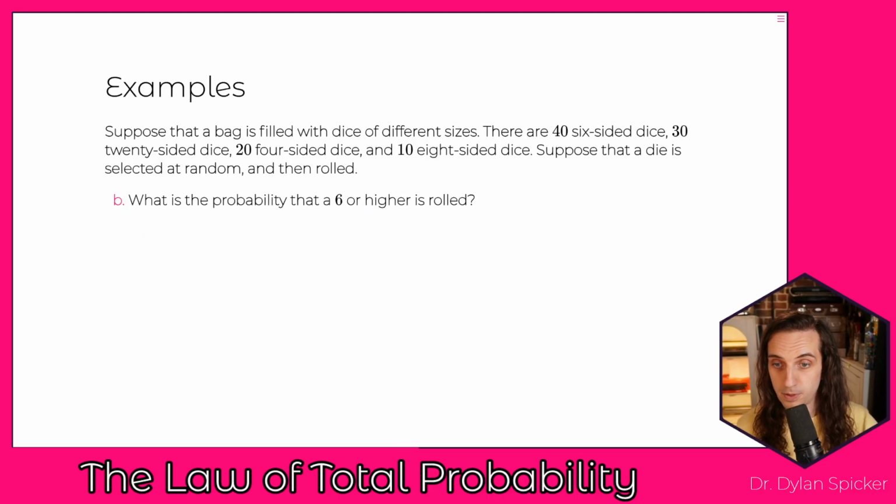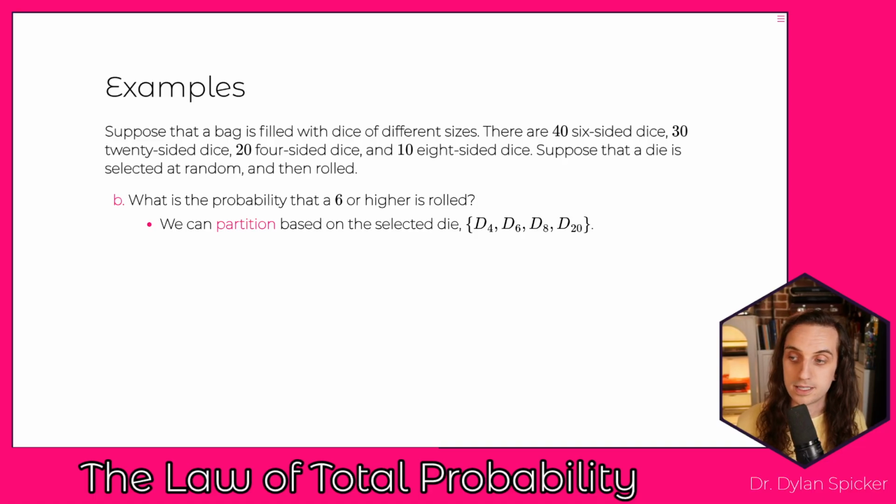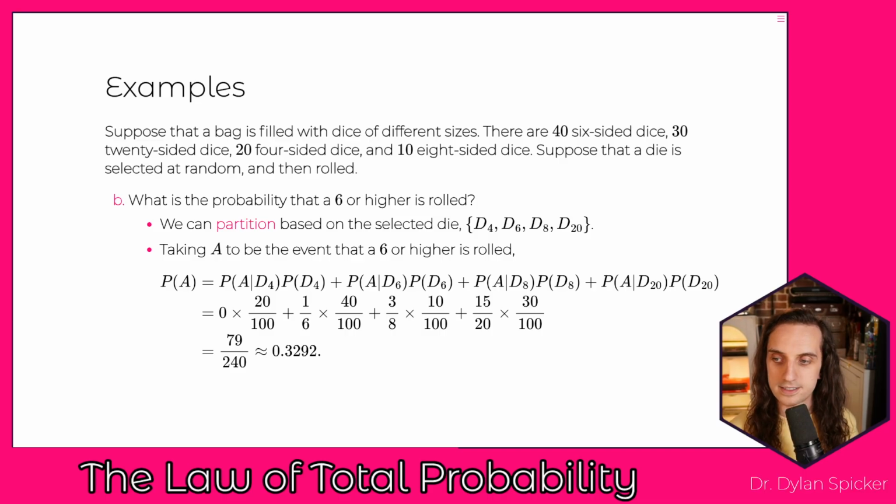Now, part B: what is the probability that a 6 or higher is going to be rolled? Again, it's going to depend on which die we select, in exactly the same way that we just saw. So we can use essentially the same argument. We partition on which die we are selecting. A is now the event that we roll a 6 or higher. Then it's the conditional times the marginal, conditional times the marginal, conditional times the marginal, conditional times the marginal. We add all of those up.